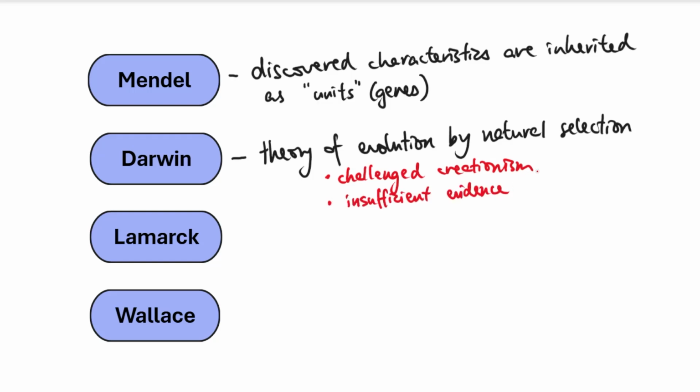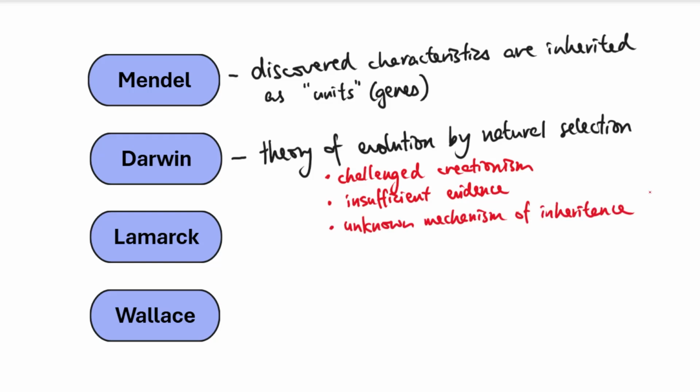Another reason is that back then Darwin was mainly using fossils and studying different organisms in the Galapagos Islands. And yes, he noticed that there are different adaptations of organisms leading to natural selection, but there wasn't enough evidence to really back it up fully. So he had evidence, but it wasn't enough.